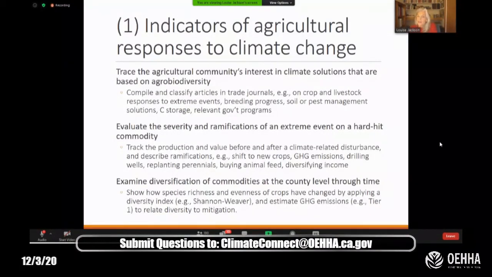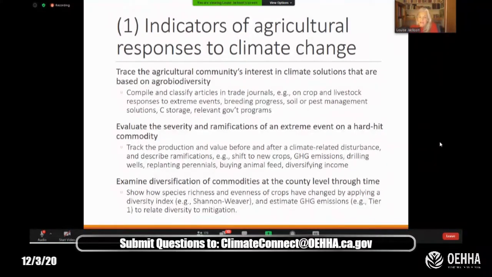Another might be to evaluate the severity and ramifications of an extreme event on a hard hit commodity, either flooding, wildfire, or heat waves, and to track the production and value before the event, but also all the effort that's involved in shifting to something new that may eventually, hopefully, lead to adaptation capacity and reduce greenhouse gas emissions.